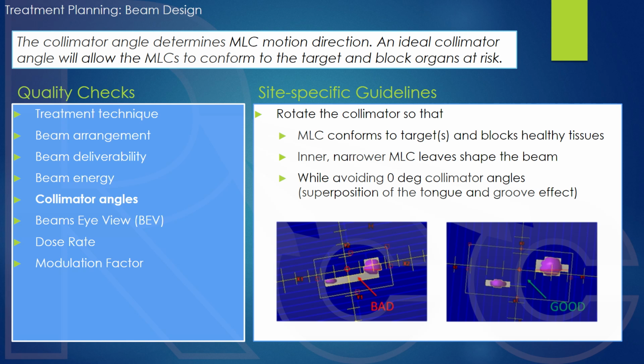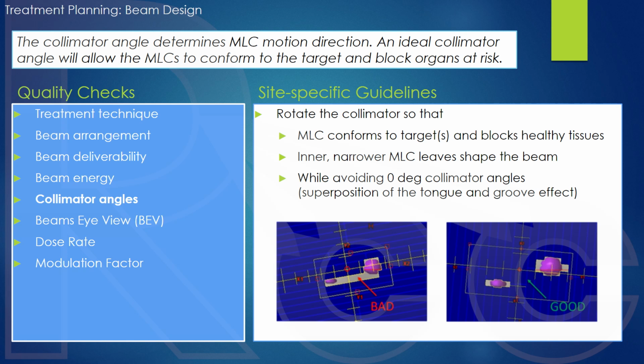We can rotate the collimator so that the MLC conforms to the target and blocks the healthy tissues in between. And so see the example at the bottom for a multi-target SRS case where the initial collimator rotation is such that the MLC opens up to treat both targets and then inadvertently irradiates the healthy tissues in the middle.